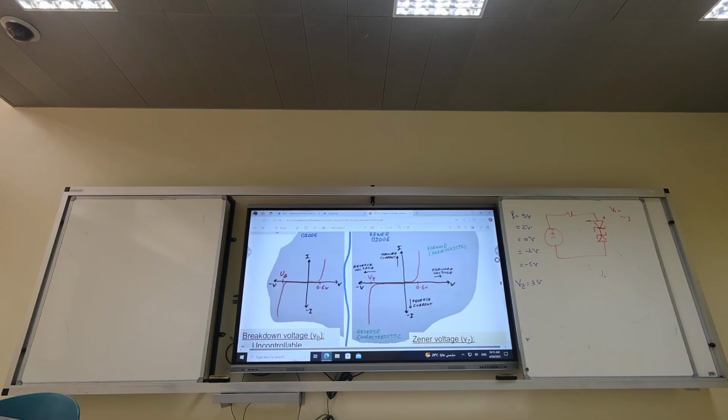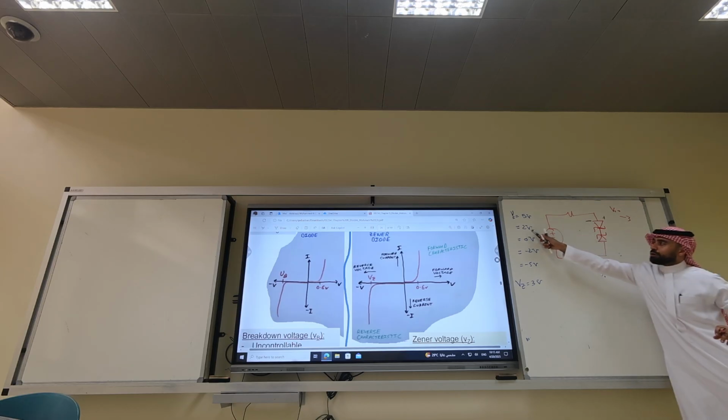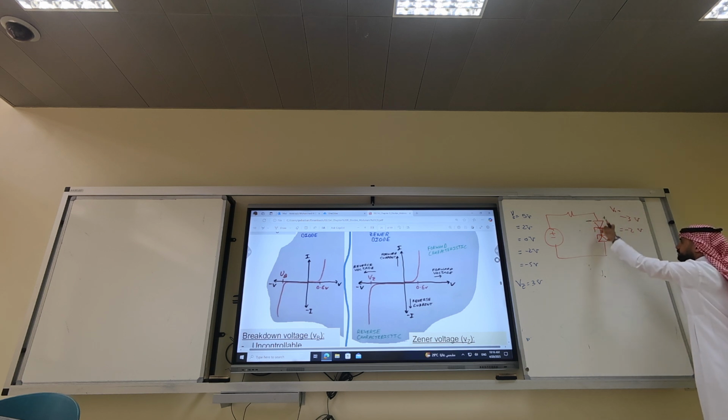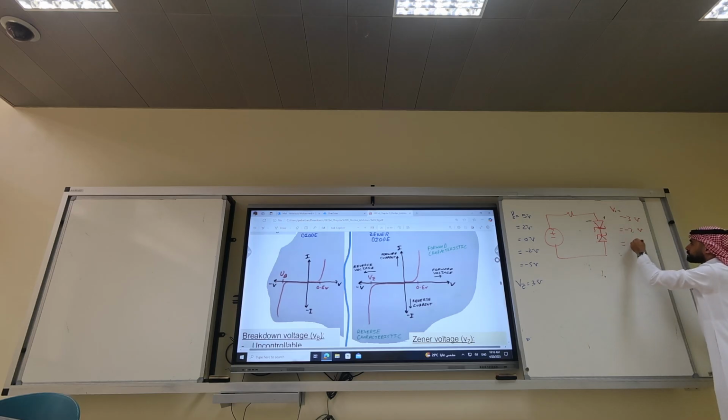Focus with me. What if I apply 2 volts? This will be plus 2, this will be short circuit. So this Zener will be what? Minus 2. Below minus VZ, the diode is off, so this is off. This is short circuit, on, this is off, open circuit. So the output will be what? Minus 2. If I apply 0, it will be 0 volts, short circuit, 0 volts.